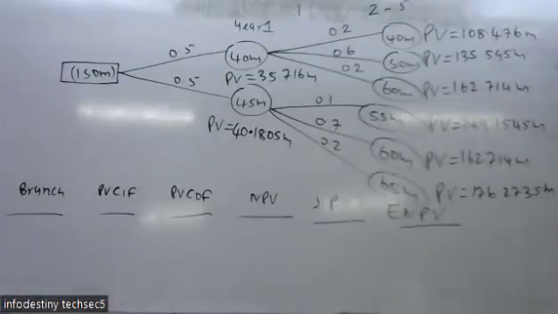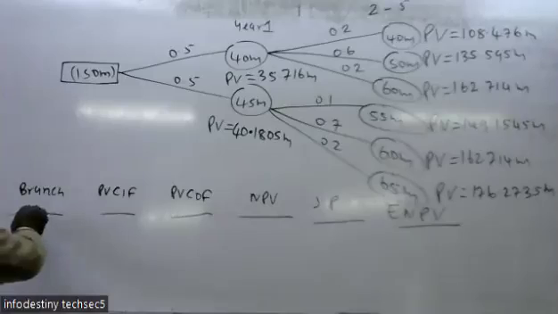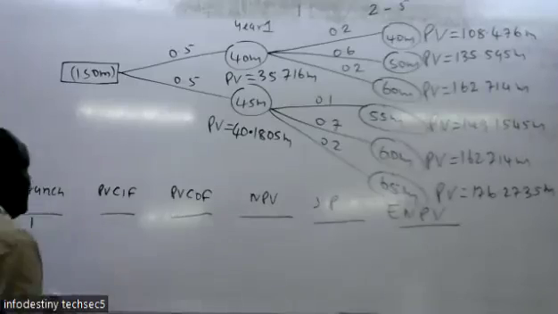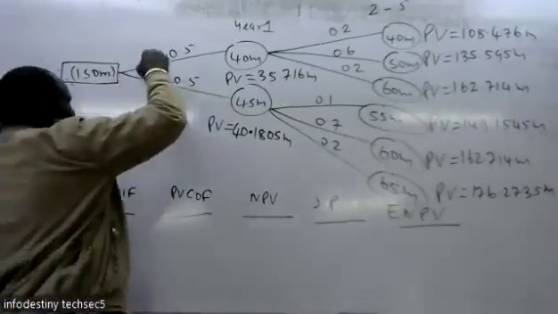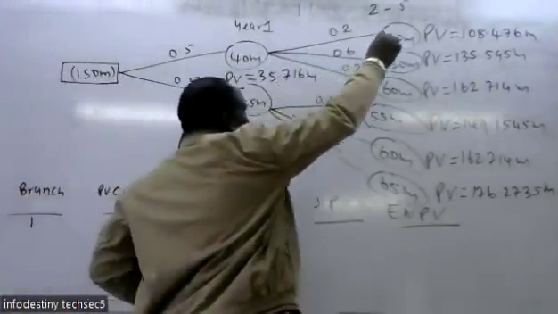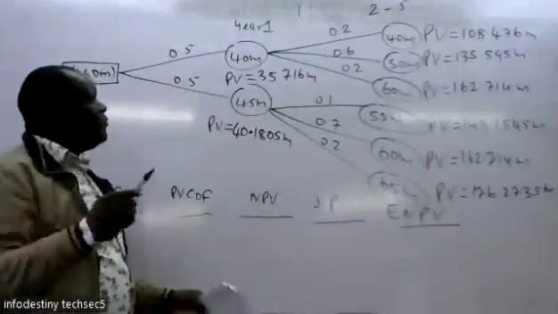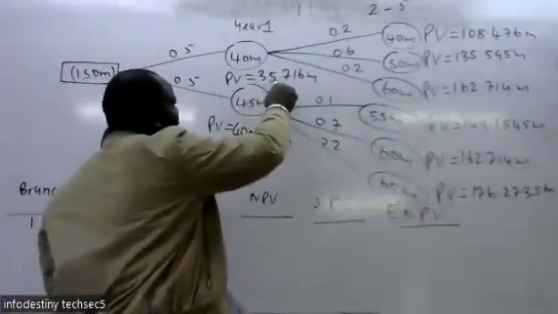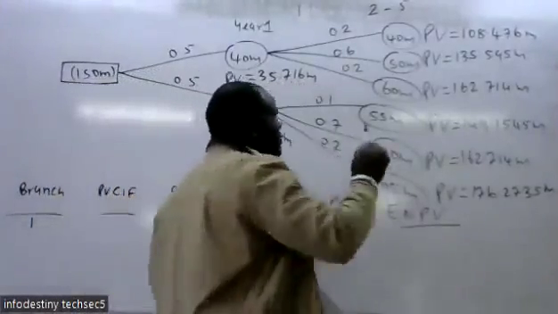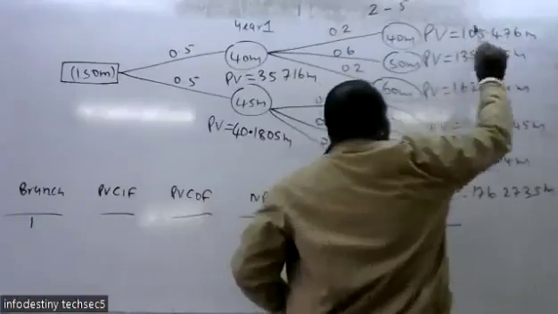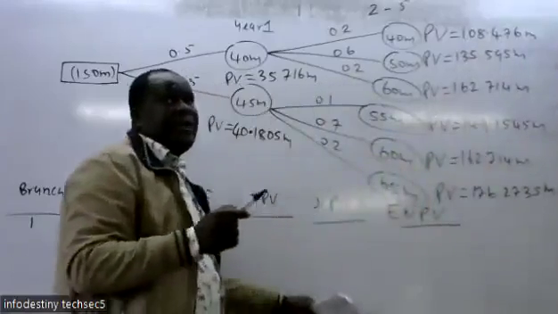So we start off with branch 1. So when it comes to branch 1, remember branch 1 starts from this point, like that. So it ends up at that level. So to get the present value for branch 1, you take this figure of 35.716. Then you add this figure of 108.476. That will be now our branch 1.